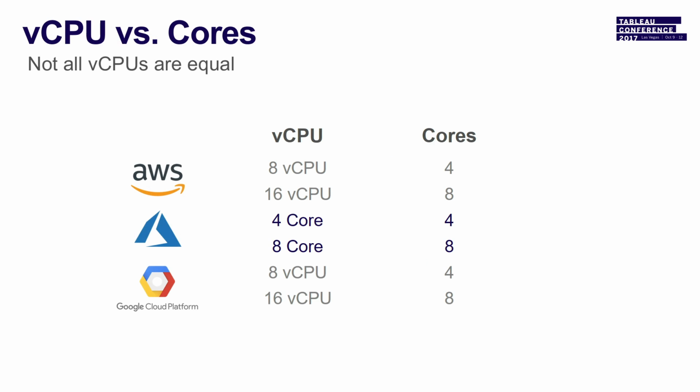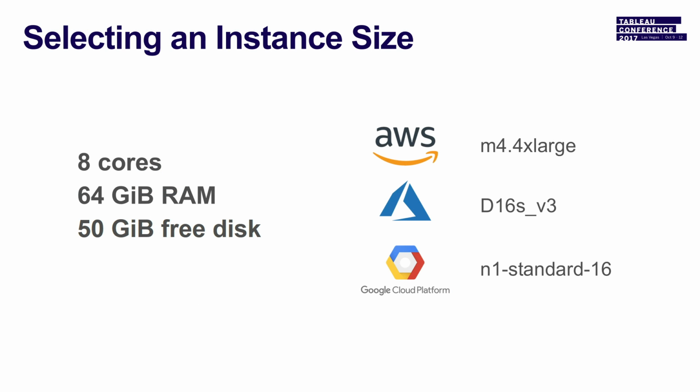Cool. And quickly, not all vCPUs are equal. When we list specs for Tableau Server, we say you need 8 cores as a minimum for production. Most of the cloud providers list in vCPUs, and generally 2 vCPUs is equal to 1 core. There are exceptions. Some Azure instances, 1 vCPU is equal to 1 core, but some of the newer instances for Azure, like this D16S, is actually a 2-to-1 ratio.